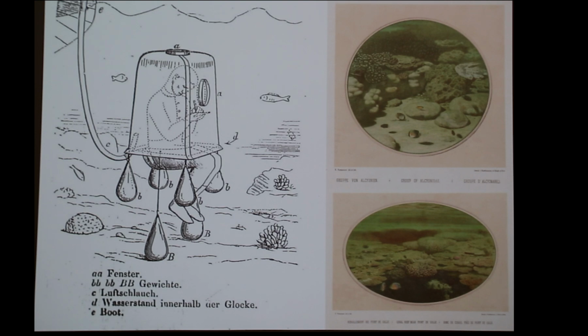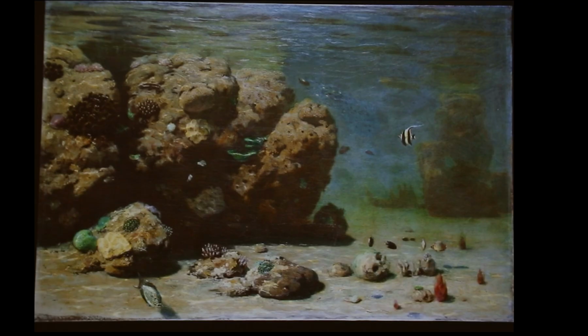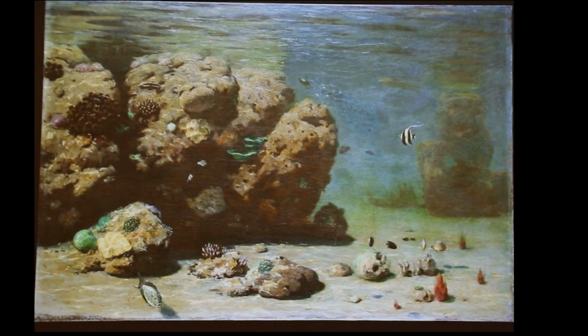So he's studying here, and you can see almost the shape of his window already in the frame of the painting. And when we compare these color lithographs with the drawings made in the earlier expedition, I ask, what has changed? What is the difference between these? And another painting by Anthony.